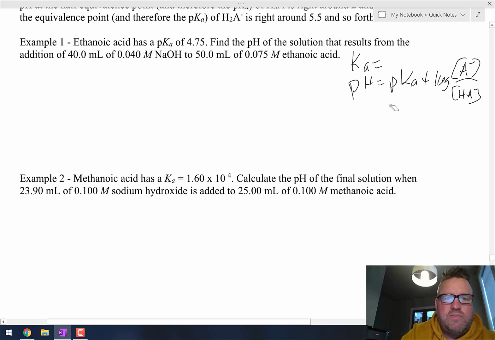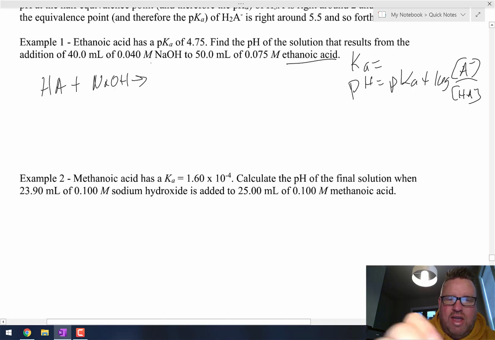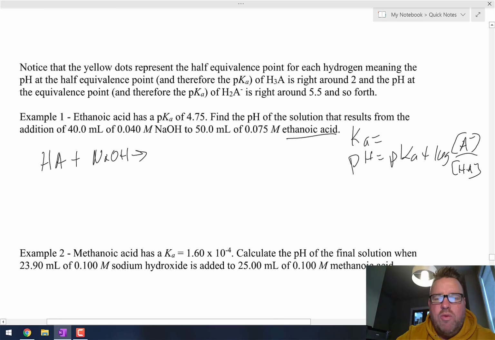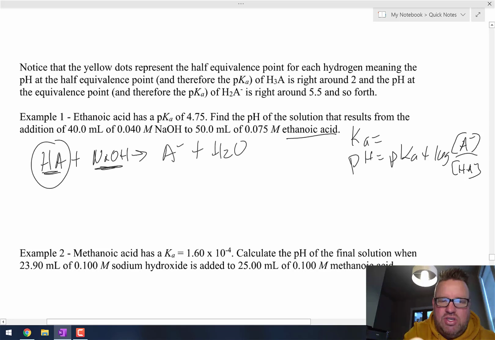So, let's think about this equation. Again, ethanoic acid, don't care what the formula is, and we're going to react it with NaOH. Again, notice on that last one, the first example that we did, we weren't reacting the acid with something else. We were just adding some of that soluble salt. Remember, that's two ways you can form a buffer solution. One of them is to react some of this with this, and then some of this is going to go away, and you're going to create the A minus plus the H2O.